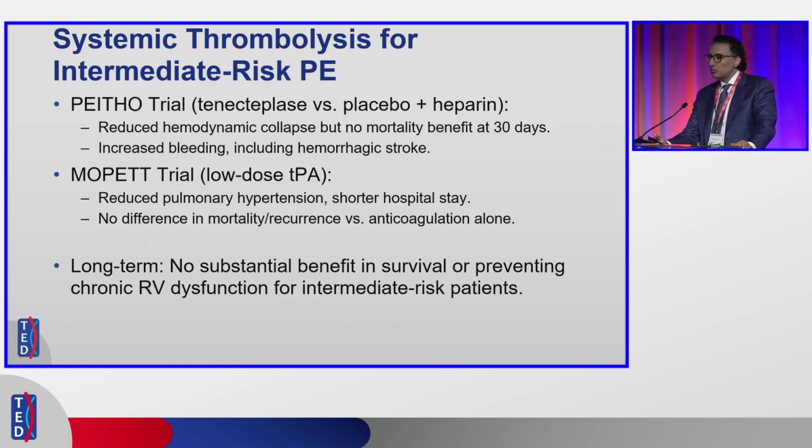So they've looked at two trials of lytic therapy for intermediate-risk PEs. And while there was benefit in RV function, there was no benefit in chronic RV dysfunction for intermediate risk. There was no benefit in mortality. And then the trade-off was that there was increased bleeding, including hemorrhagic stroke.